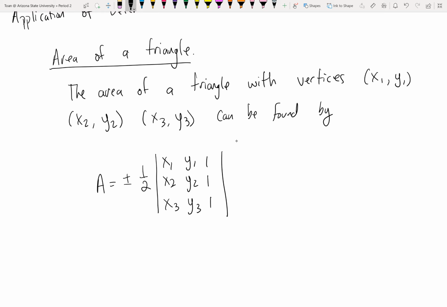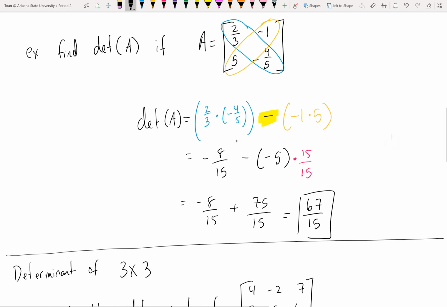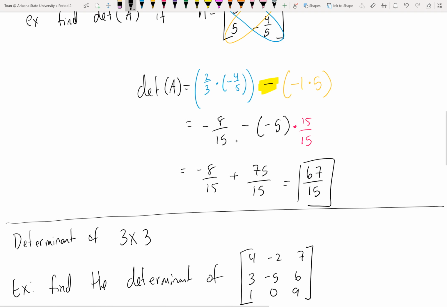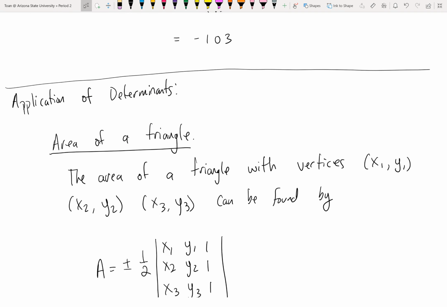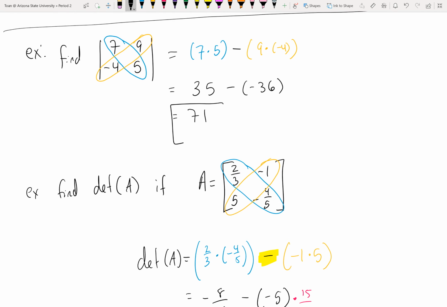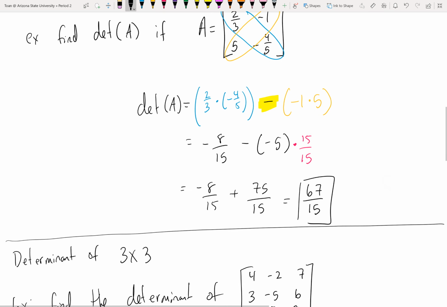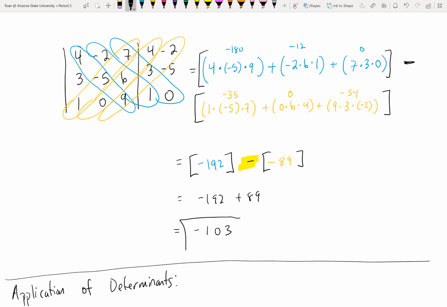Now, why is this plus or minus business? I hope you guys saw or recognized, I'm going to scroll back down here, but let's take a look. Our first two examples, the determinants were positive. Positive 71 and positive 67/15. The second example, the determinant was negative, negative 103.